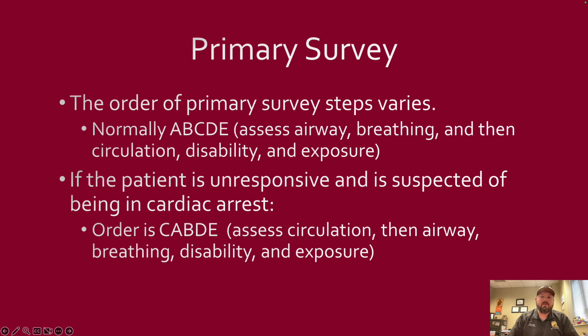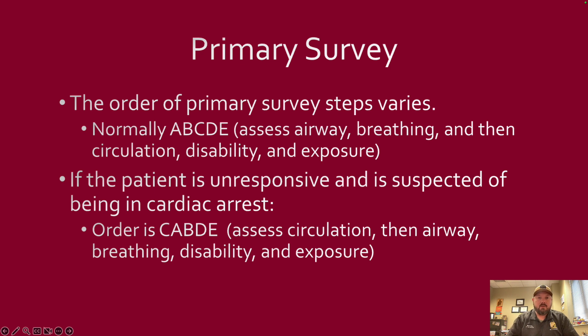The order of the steps for performing a primary survey differs depending on the type of cardiac patient. If the patient is unresponsive and is suspected of being in a cardiac arrest, then the order changes to C, A, B, D, E. First, assess circulation. We need to see if they've got a pulse, because we may need to go ahead and start CPR, which is very important in the chain of survival. Then we'll move to airway, breathing, disability, and exposure.